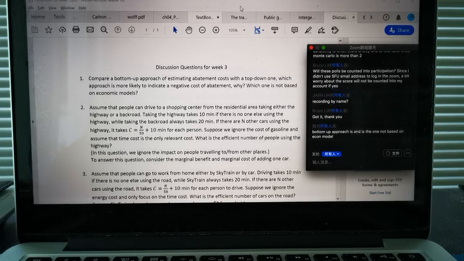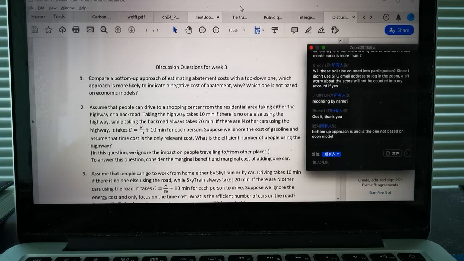So the second one is actually correct, a bottom-up method. The first one is correct for this one. A top-down method gives you a larger value because it considers what will actually happen and how the market will actually respond. But a bottom-up method considers what is possible technologically speaking, right? But it's just from an engineer's point of view. So it ignores the market behavior.